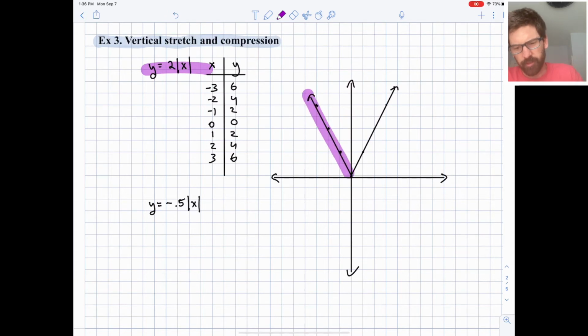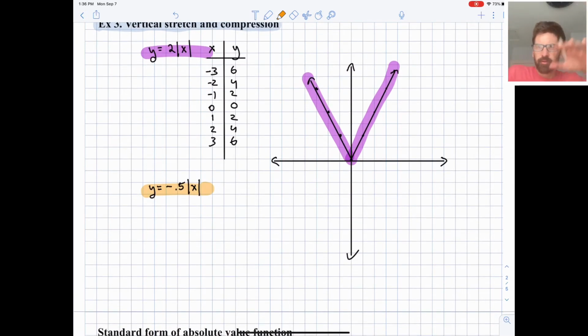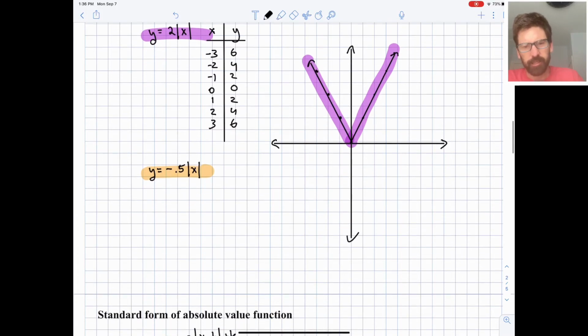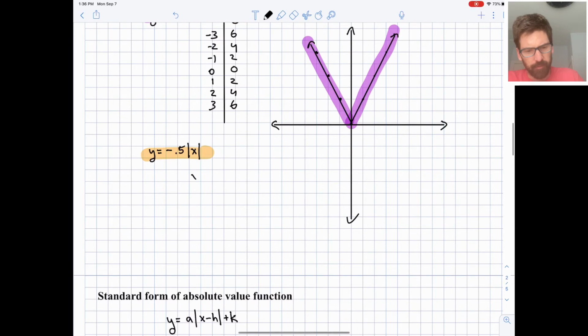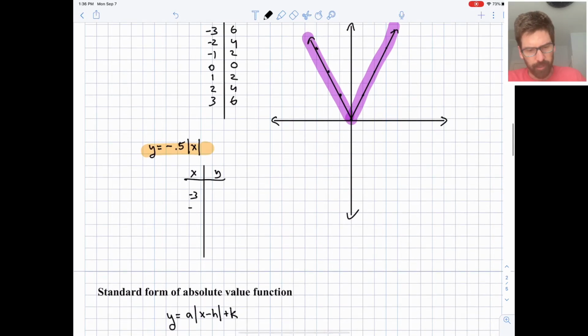Okay. We can additionally, let me color coordinate, we'll have both of these on the same set of axes. So here's my purple one I just did. And now let's do an orange one here. We can compress, and then this will also flip because of that negative sign, that -0.5 as well. So let us make an X and a Y column for my table. And let's just start with a -3, -2, -1, 0, 1, 2, 3.